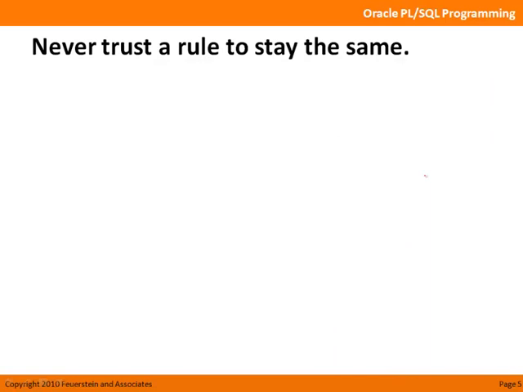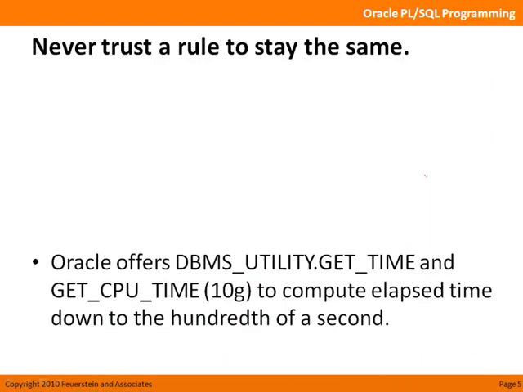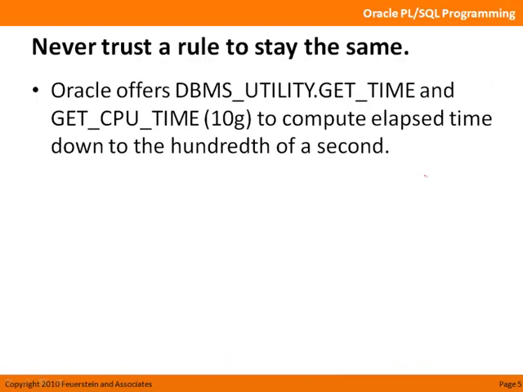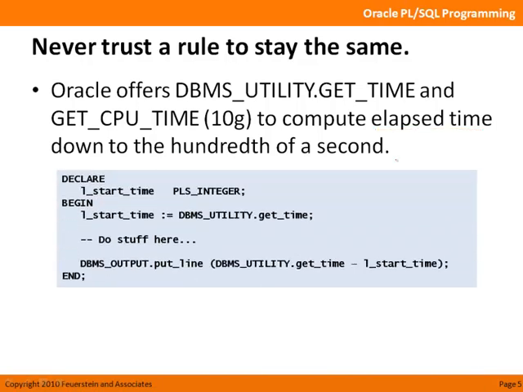So the bottom line is never trust a rule, never trust a formula to stay the same. And what I'd like to do is drive home how critical that is and how you can never trust a rule by giving you an example from the world of Oracle. So Oracle offers a utility function called getTime and getCPUTime in the DBMS_UTILITY package. And these programs can be used to calculate elapsed time of your own programs down to the 100th of a second, which is nice, better than sysdate, which calculates down to the second.